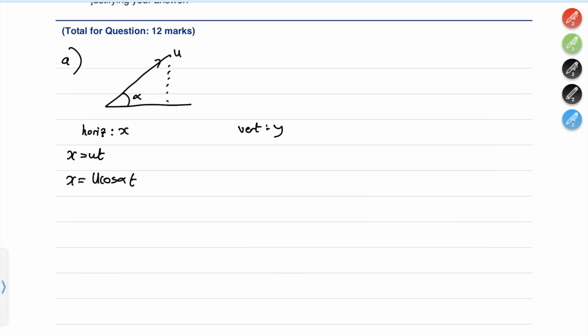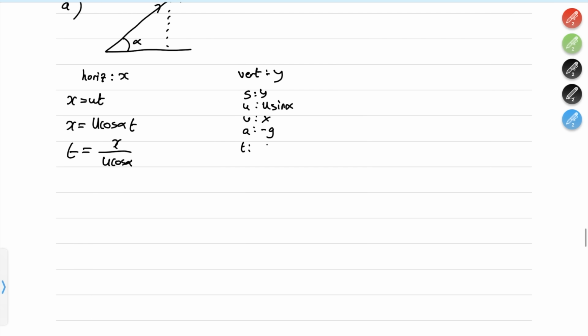So if we draw out our shopping list here for the suvat, we've got y. Our initial velocity is u sine alpha. We don't really care about the final. We know acceleration is going to be minus g. And time, we're not really concerned about time yet. Actually, instead of saying that, why don't we rearrange the left-hand equation so we get t equals x over u cos alpha, because then that gives us an expression to put here. So let's work with this now. s equals ut plus half at squared.